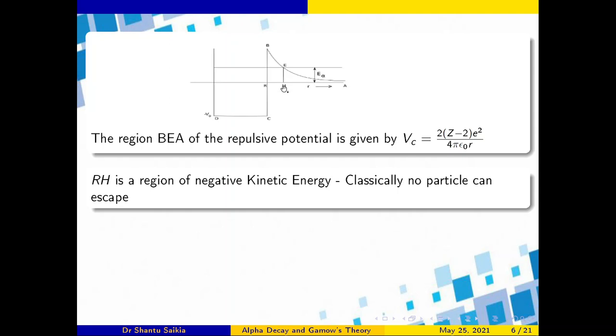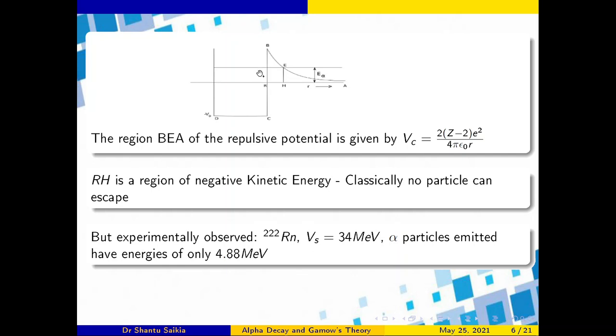Beyond the region RH, at the point H, E is equal to the potential energy. So this is fine. The kinetic energy becomes equal to 0. Beyond this, no problem, because this is the region where it has finite positive kinetic energy. But RH is the region which is of concern, because classically no particle can exist there. If any particle has to be within this region, it has to have negative kinetic energy, hence negative imaginary velocity. So this is the region which can't be explained classically.